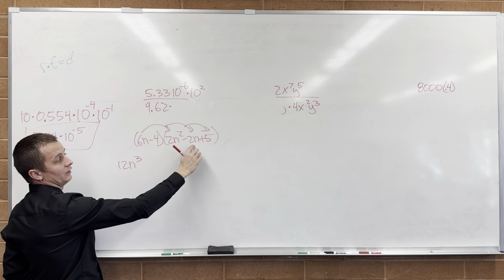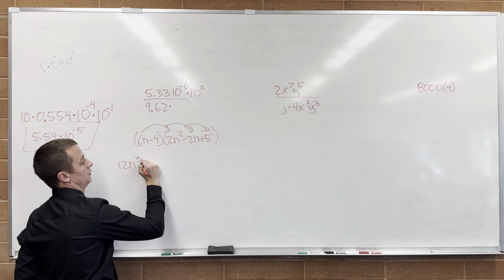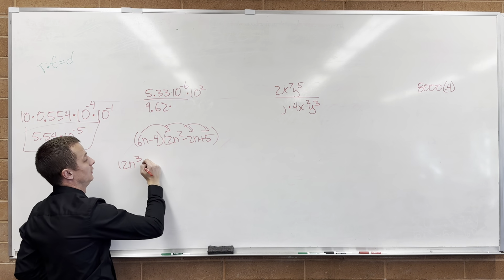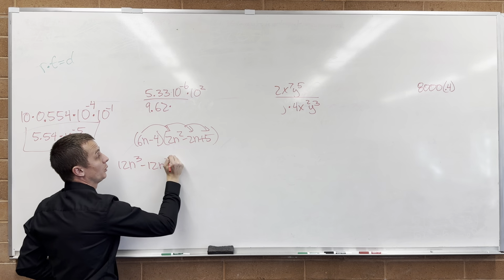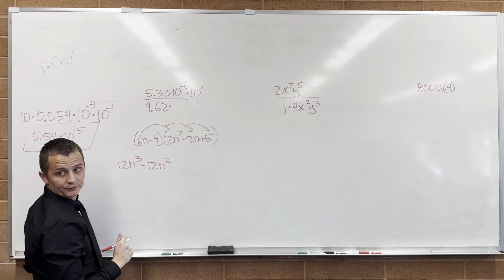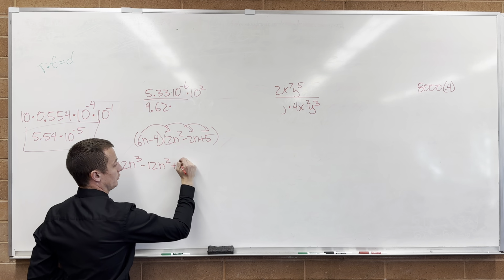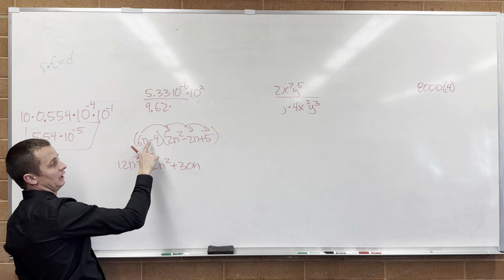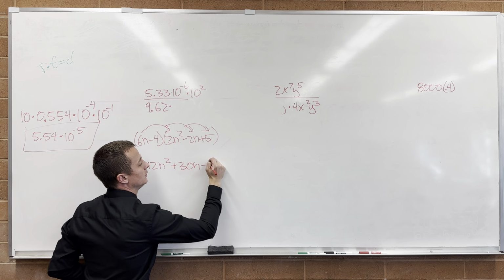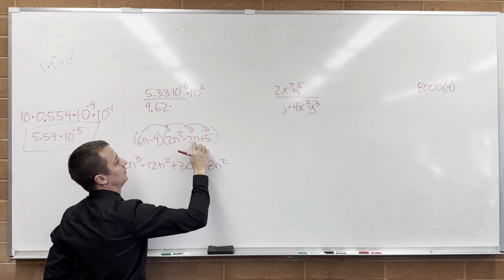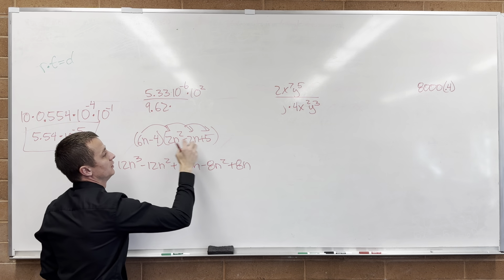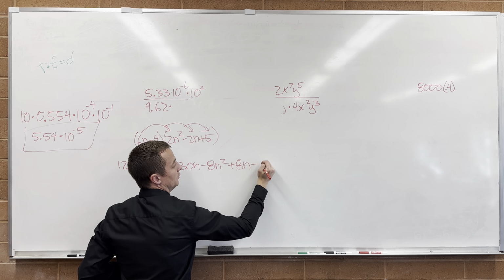Perfect. 6n times negative 2n is negative 12n squared. We have 1 and 1 gives us 2. And then 6n and 5 is going to be plus 30n. Perfect. Now distribute the negative 4 through. Negative 4 and 2n squared is negative 8n squared. Perfect. Next, plus 8n. Next, minus 20, right?